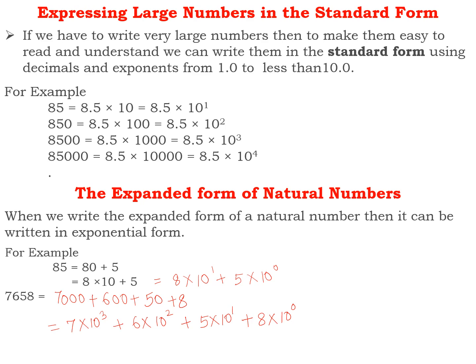So what I am trying to say here is 10 to the power 1 is your 10. 10 to the power 2 actually means a 1 with 2 zeros. 10 to the power 3 will be a 1 with 3 zeros. Got the concept? 10 to the power 5 will be a 1 with 1, 2, 3, 4, 5 zeros.